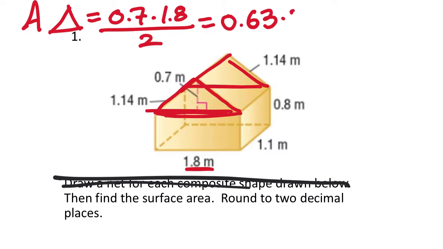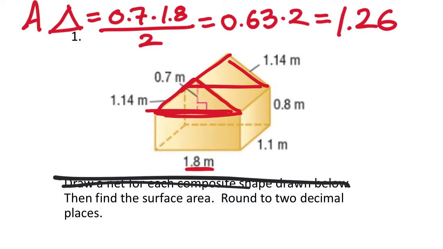That's true, so I am going to end up multiplying it by 2 anyway, so 6.3 times 2, and that's the area of both triangles, which is 1.26, and this is in square meters so far. So that's 2 of the faces out of the 9 that I need to find.